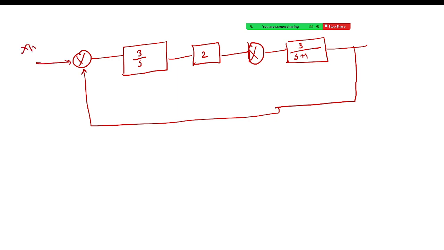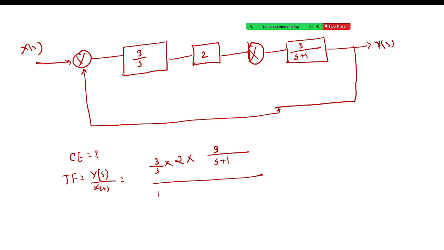This one is your xs and this one is your ys, right? So first, how can I write the characteristic equation for this transfer function? First I'll write the transfer function. The transfer function is equal to ys upon xs, that is equal to 3 upon s into 2 multiplied with 3 upon s plus 1, divided by 1 plus 3 upon s multiplied with 2 multiplied with 3 upon s plus 1.